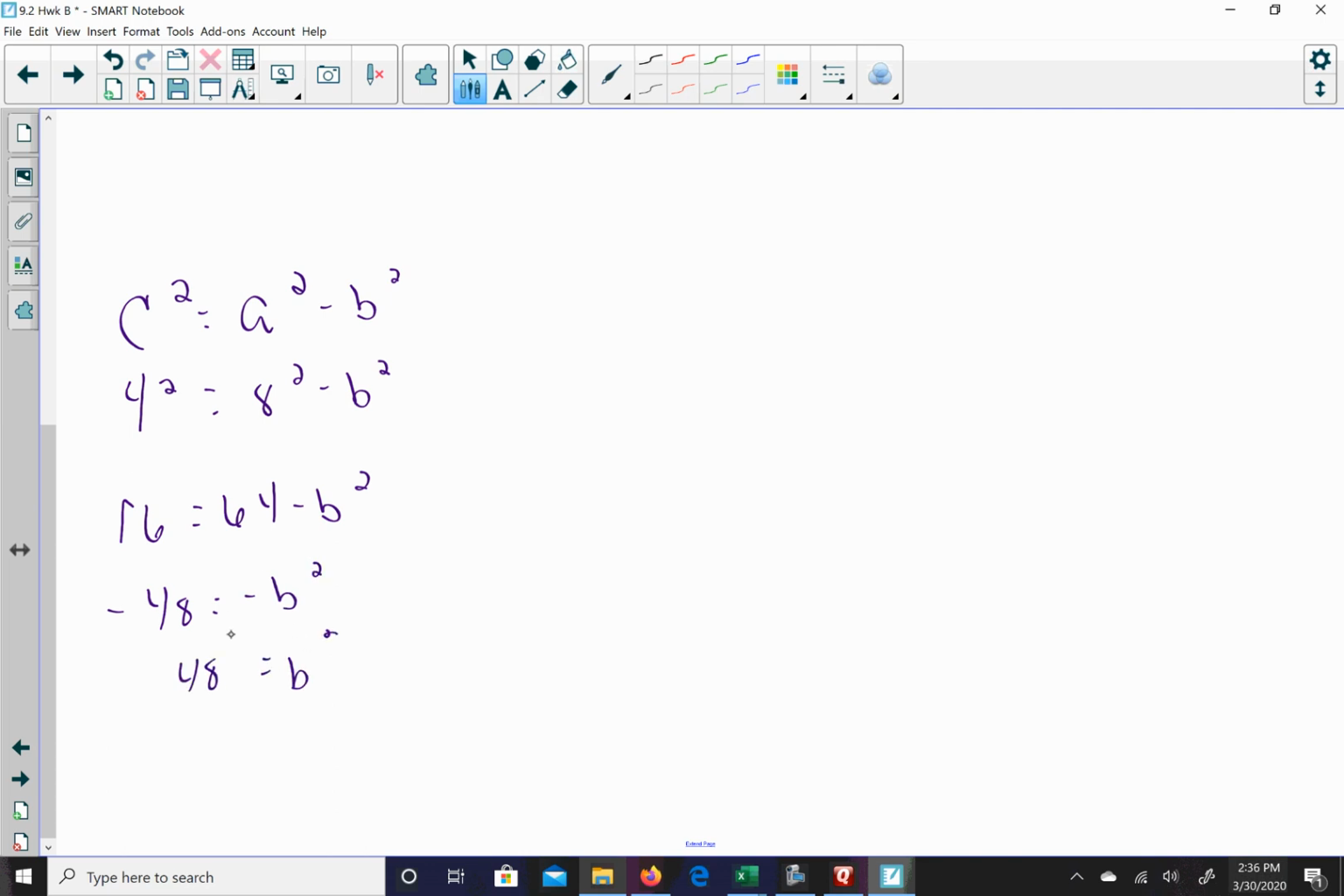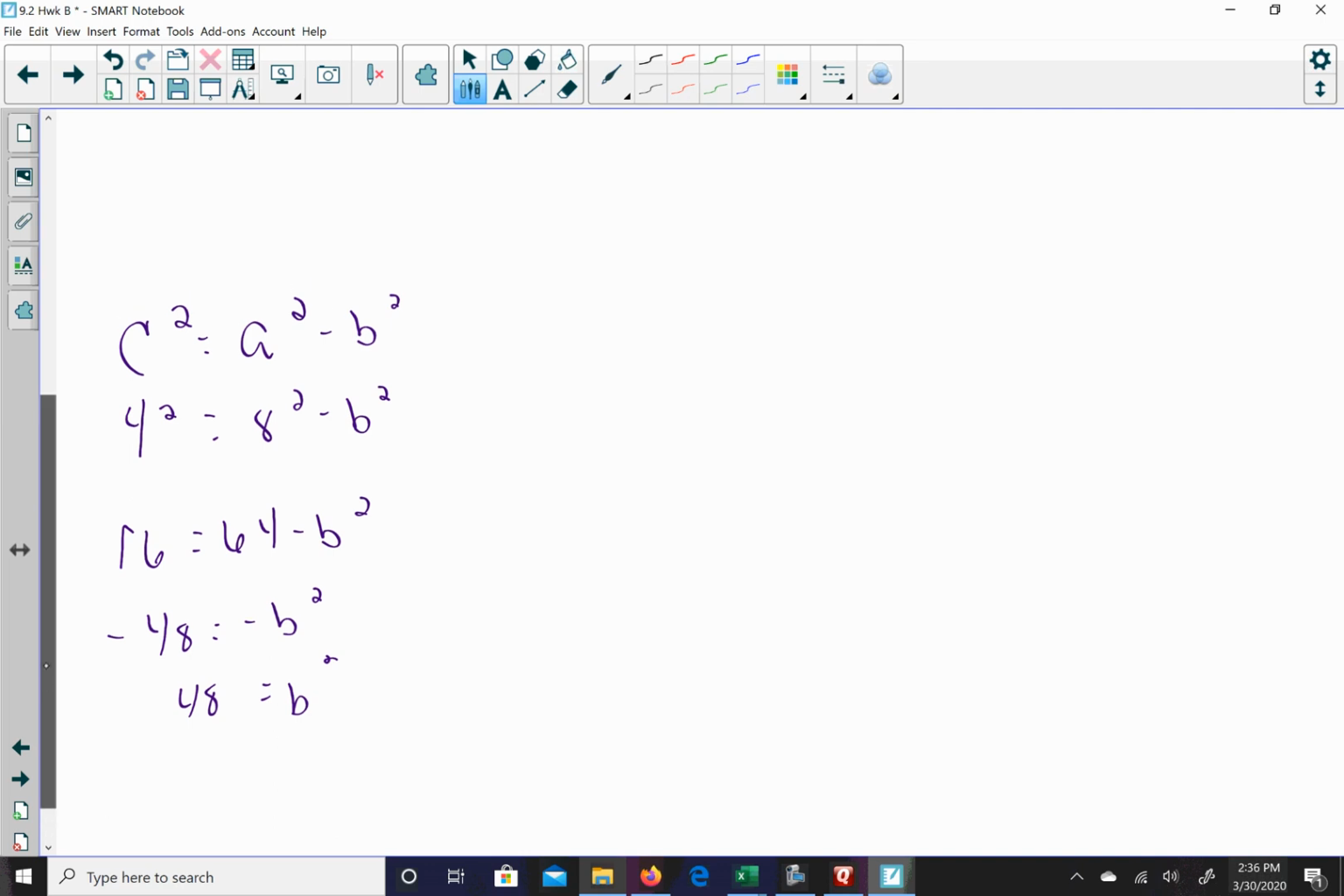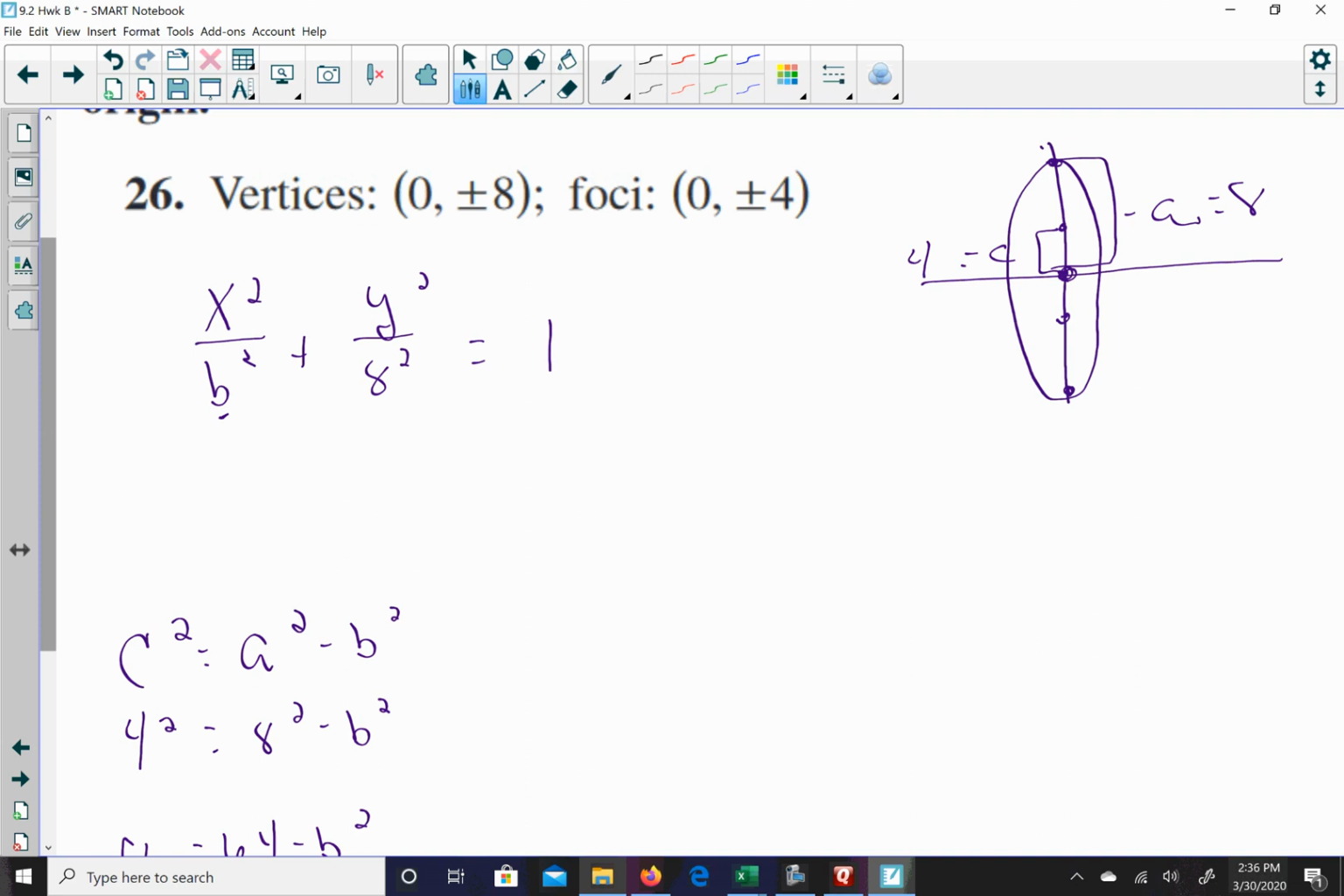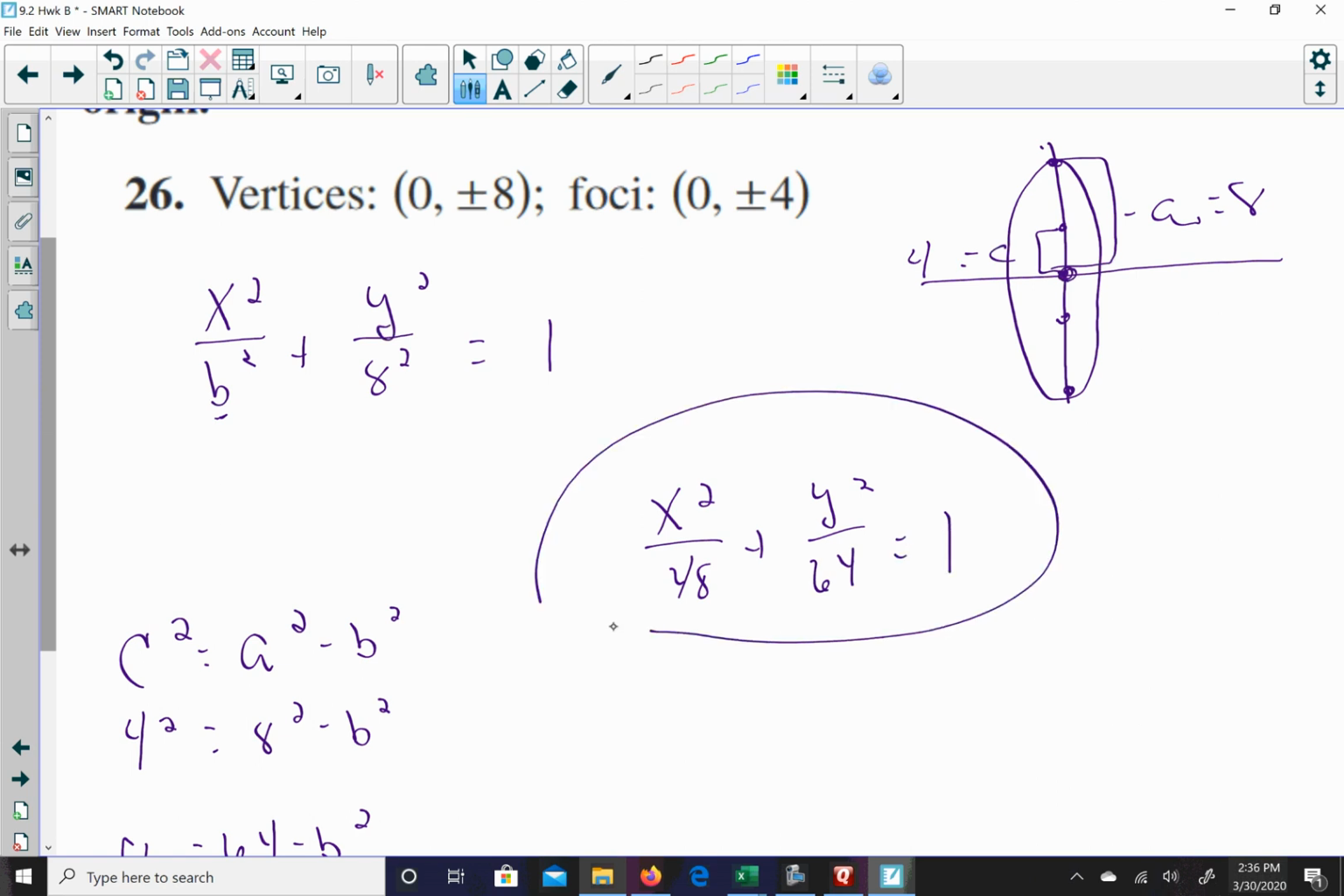Now I could find the square root. I could, but I really don't need to. It wants just the formula, so that b squared is what's going to go in here. So I can write x squared over 48 plus y squared over 64 is equal to 1. And that's my equation. I'm done.